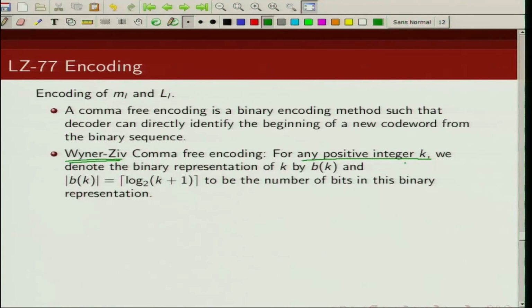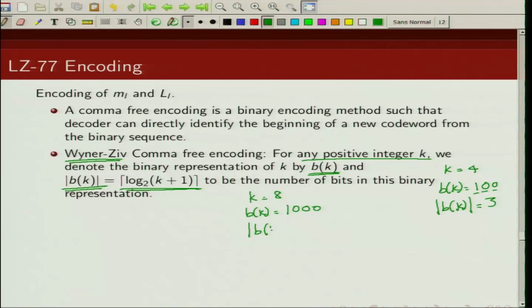So if you have a positive number k, we denote its binary representation by b of k, and the number of bits required to represent the binary number, which is given by this quantity, we denote by the absolute value of b of k. So let's say I have k equal to 4. The binary representation b of k is 100, and this term will be equal to 3, because I need 3 bits to represent 4. Similarly, if k is 8, then b of k will be 1000, and this term will be equal to 4.